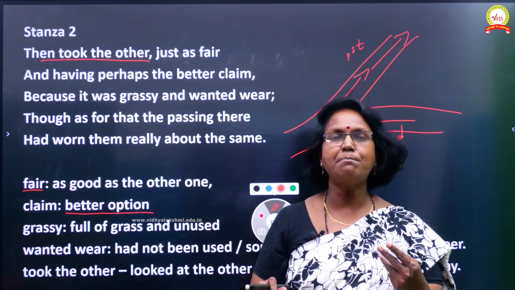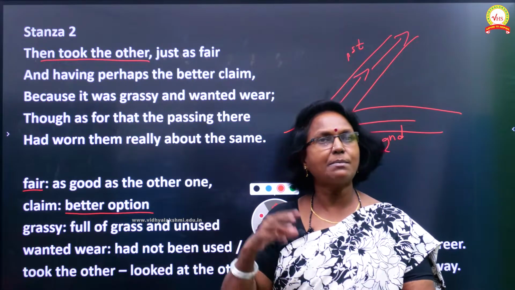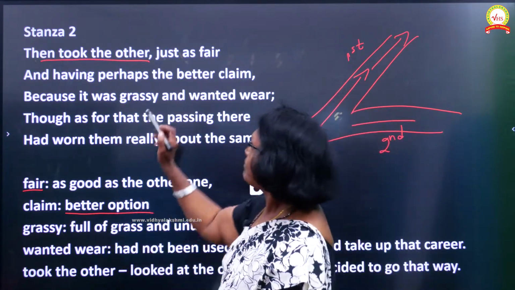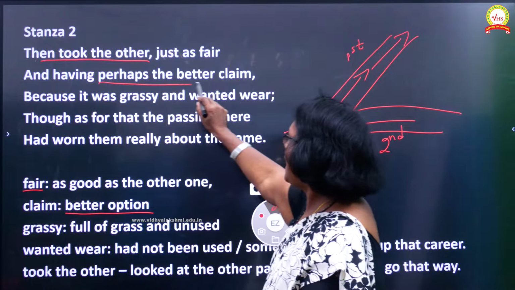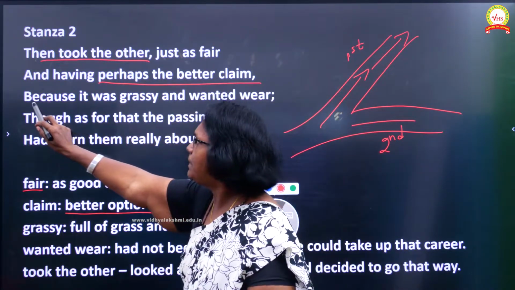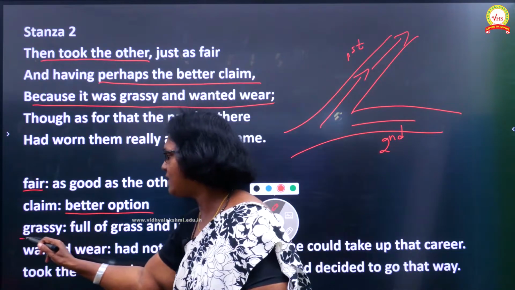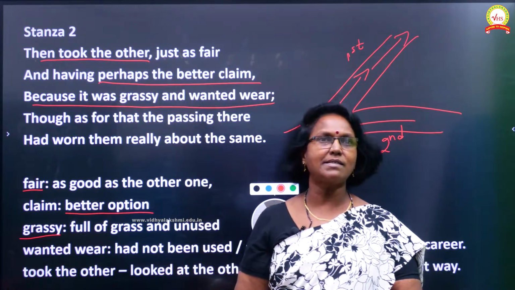And this is not done blindly. It is done with some kind of solid proof. And what is that? So, he is telling, and perhaps that better claim because it was grassy and wanted wear. So, what is grassy? Grassy is full of grass and unused.